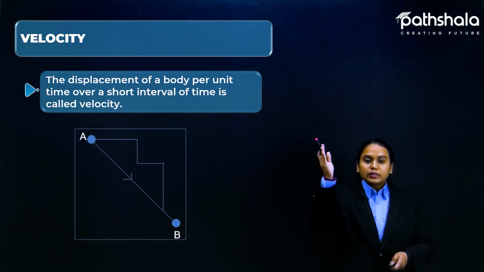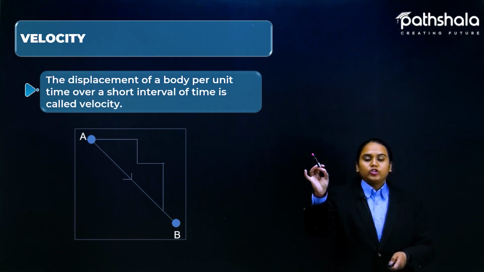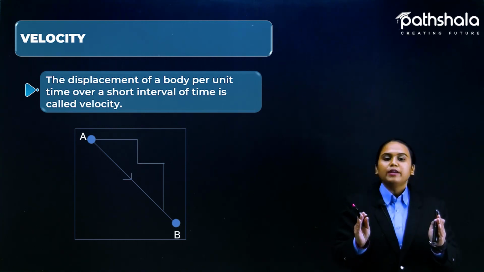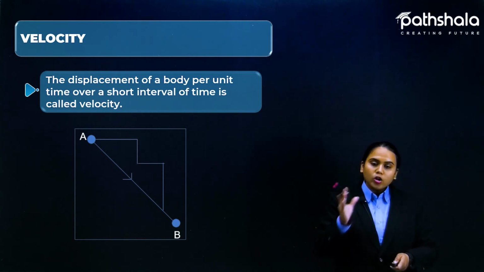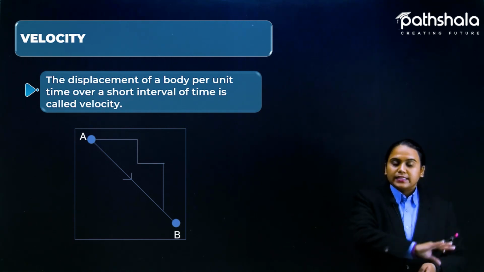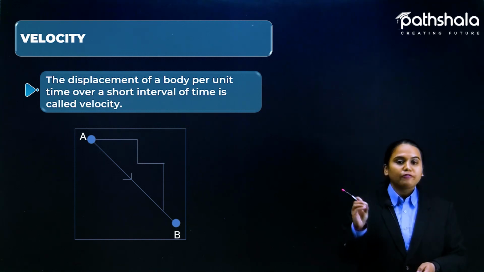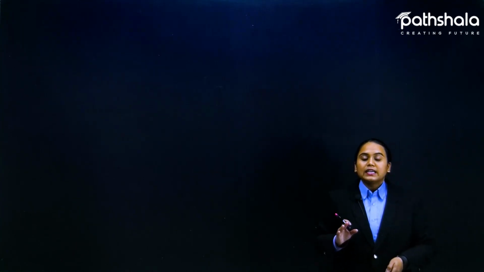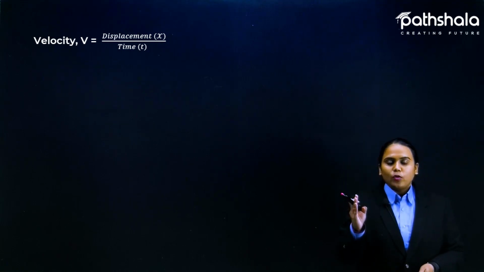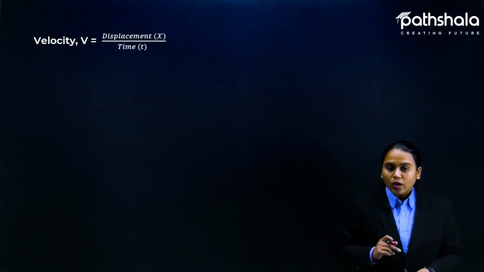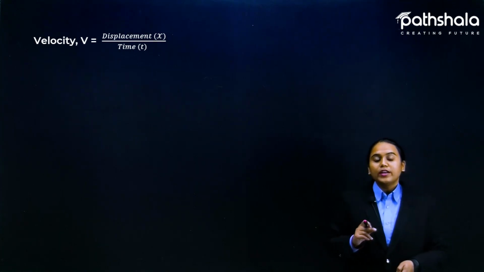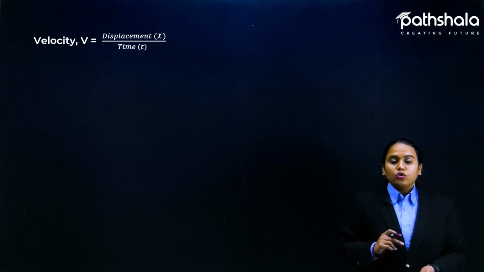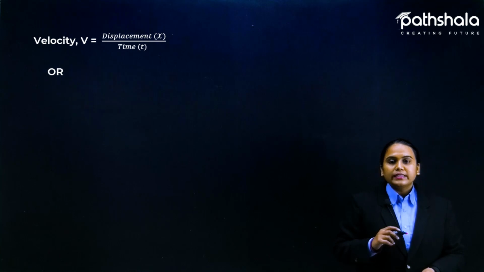So the displacement is the distance between the final position and the initial position of the point, and displacement when divided by time gives you the velocity. Also, direction will be included because velocity is a vector, not a scalar quantity. Speed was a scalar quantity, and velocity, because it also includes a direction, is known as a vector quantity.